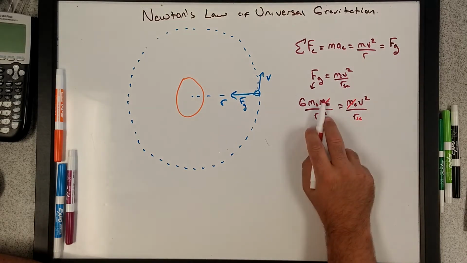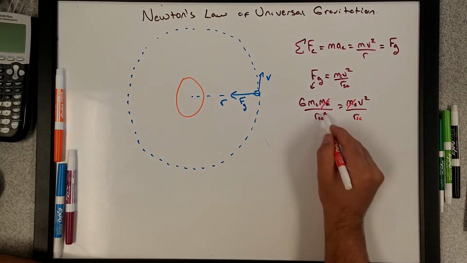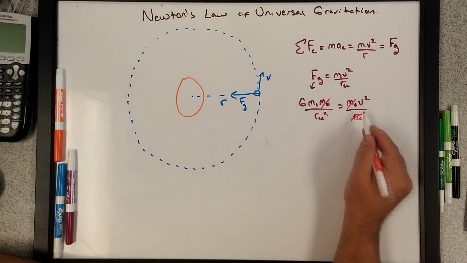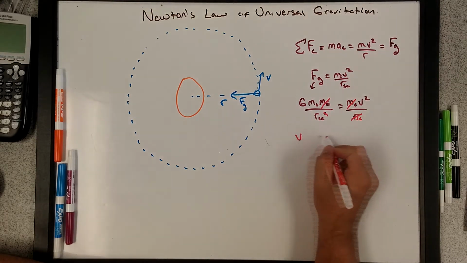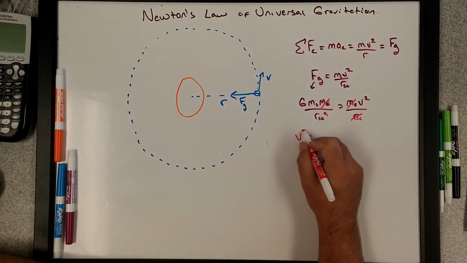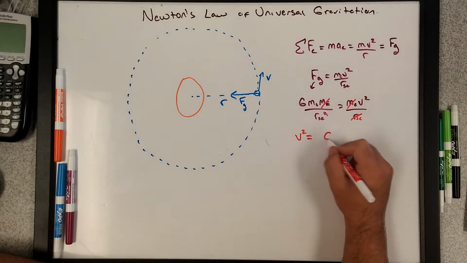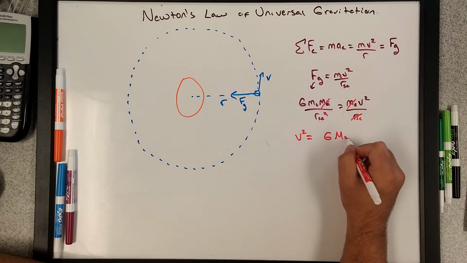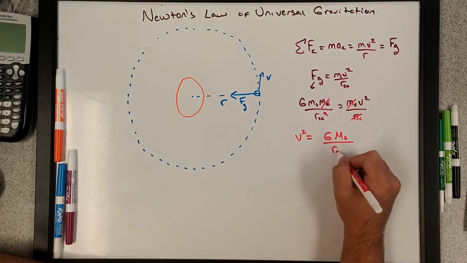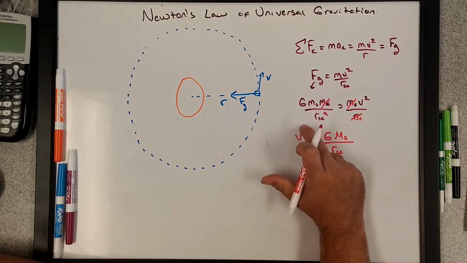When I move my r up top here, r divided by r squared is going to cancel out one of these squared, cancel that up top. I'm going to rewrite this before I square root it. V squared is equal to big G, the mass of the sun, divided by the distance between the sun and the Earth. Now I'm going to square root it.